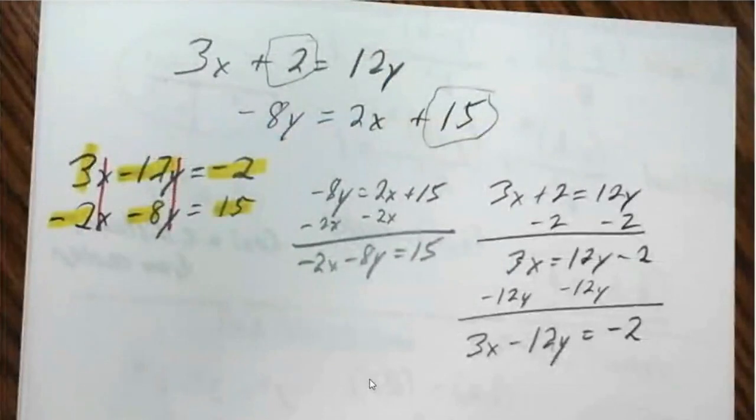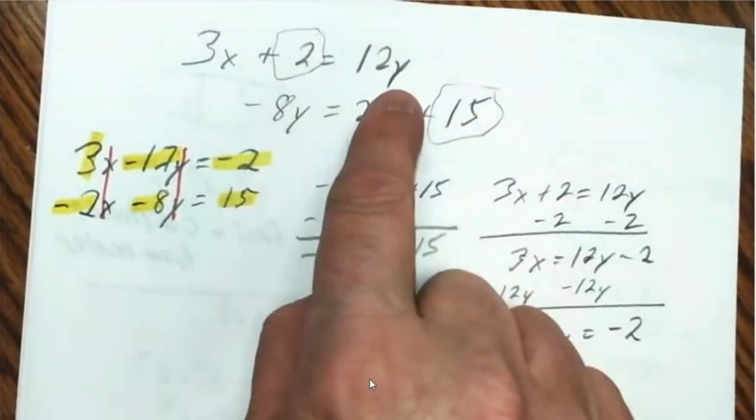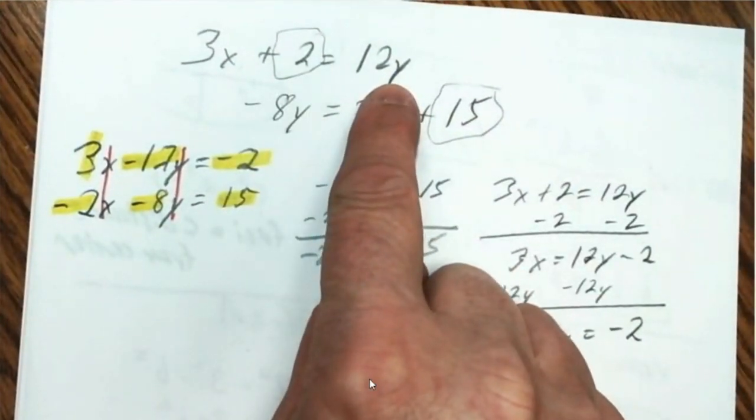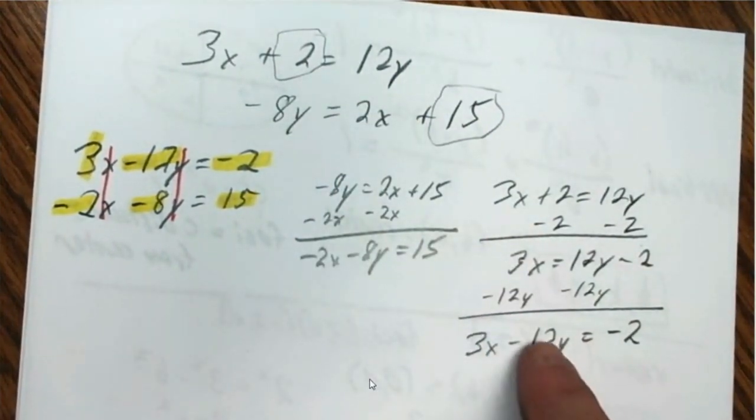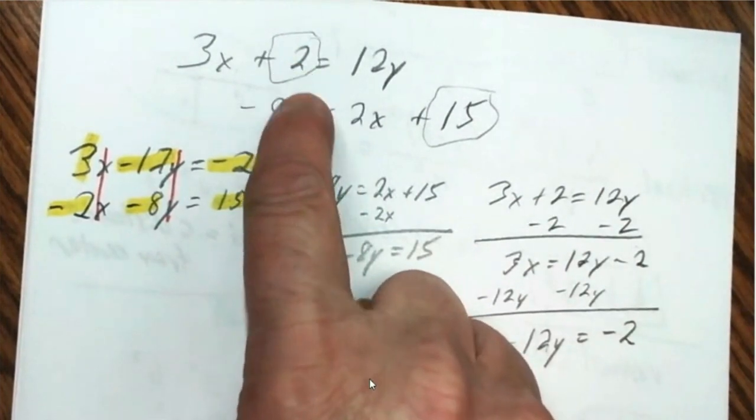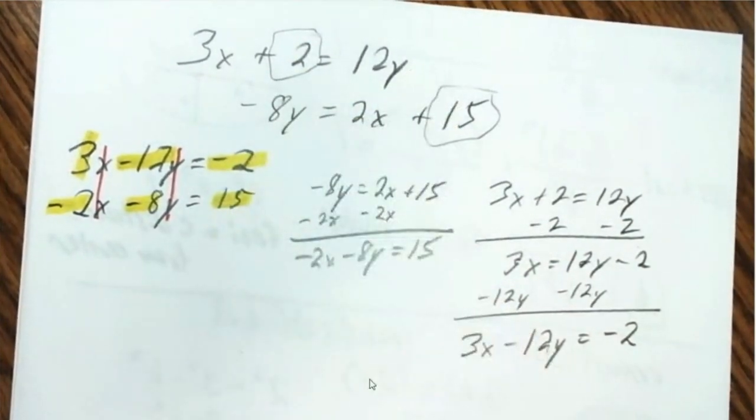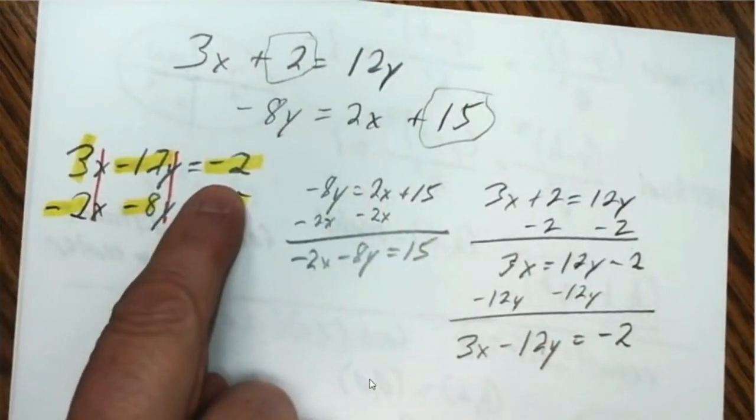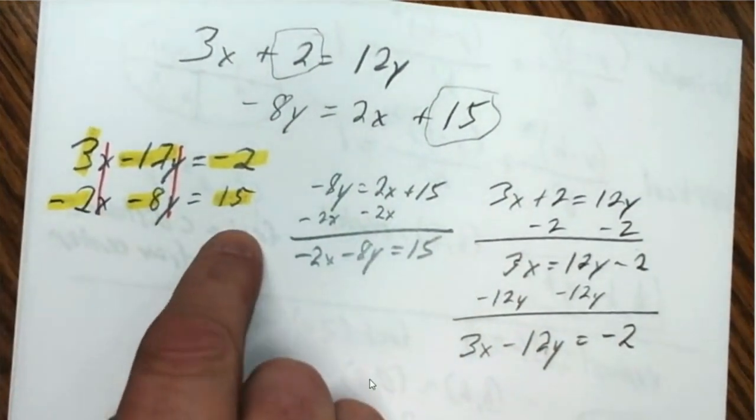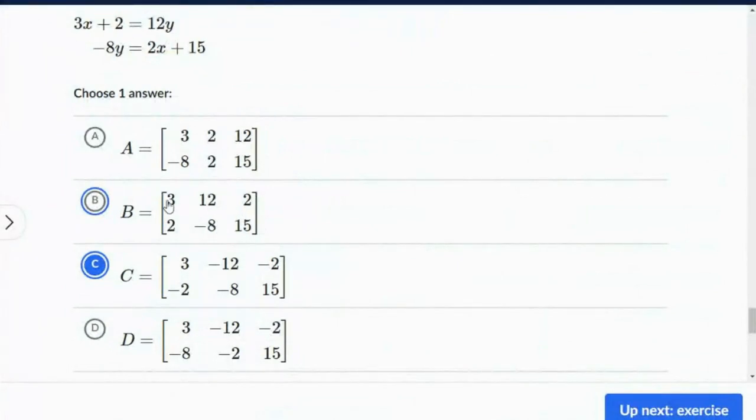See, that's why we have to rearrange them, because when we look at it, we see that's a positive 12y. But we have to put them in this order. So it becomes a negative. That 2 becomes a negative when we move it over. We have to have these in the same sequence: x, y, constant. x, y, constant. So while they have the right numbers, like here on B, it didn't change those. It didn't move those to the other side of the equal sign. So that's why you have to really rearrange this on paper first.